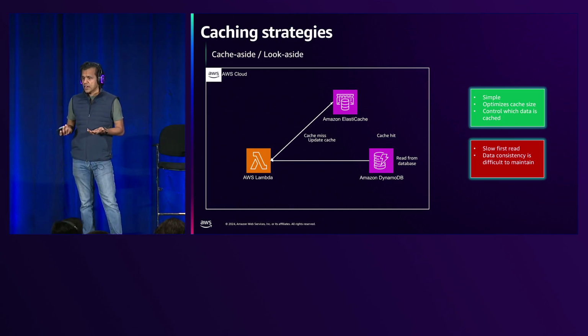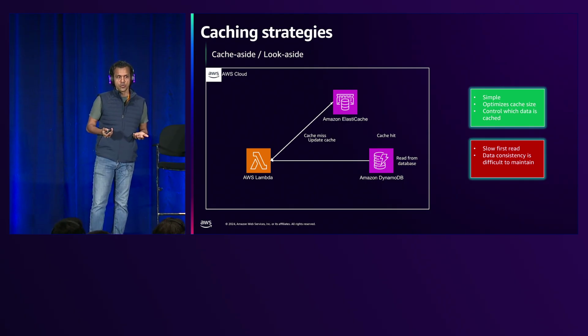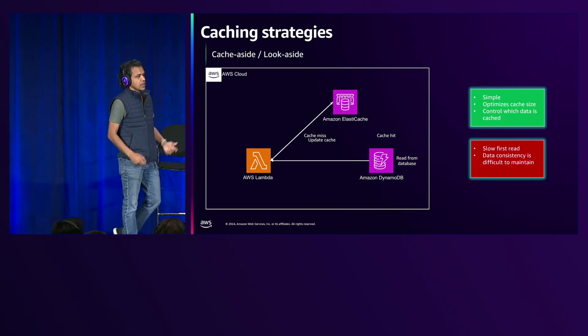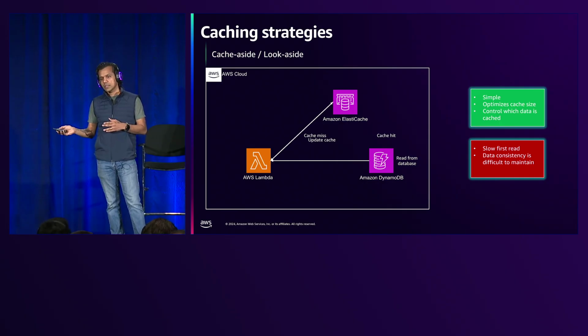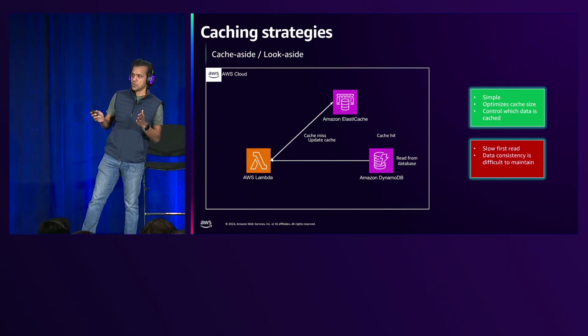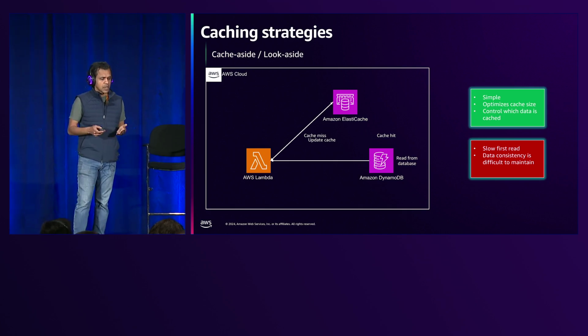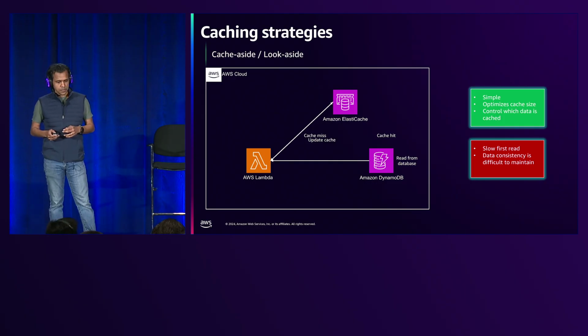There are some disadvantages to this approach, right? Your first read is almost always going to be slow, because you're going to have to read from the database. There is no hydration unless you implement specific logic to hydrate your cache. And implementing data consistency is difficult, because now you've got data stored in two different places. You've got data in your database, and you've got data in your cache, and so maintaining consistency between these two sources is somewhat difficult. We will cover consistency strategies in a bit as well.